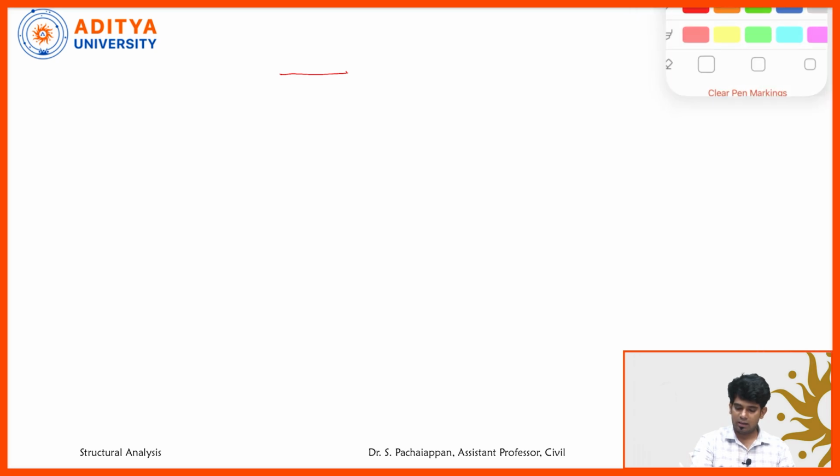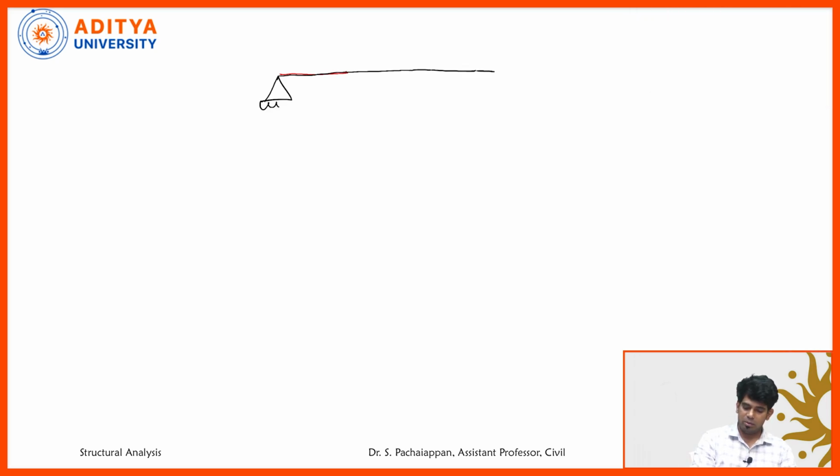So let's take a beam. This is my beam. I have a roller support and another hinged support here. You might have observed that I am not drawing any loads on the beam. The reason is that whether load is there or not, the static and kinematic indeterminacy are not going to differ, because it depends upon the support conditions. So here two supports are there, one roller support and another a hinged support.